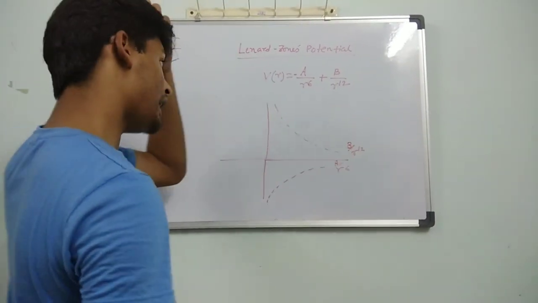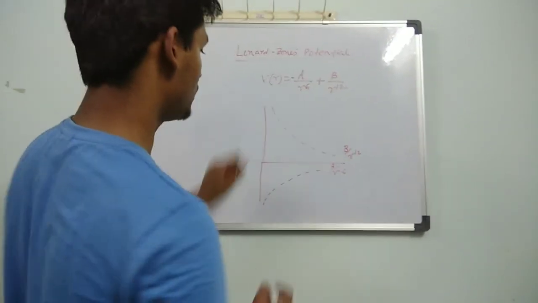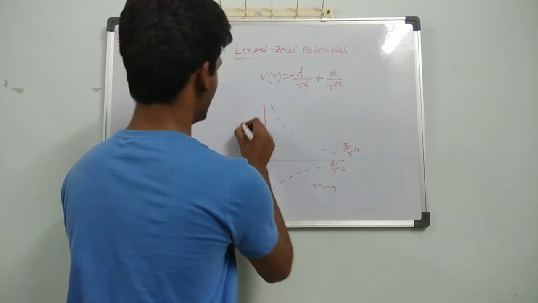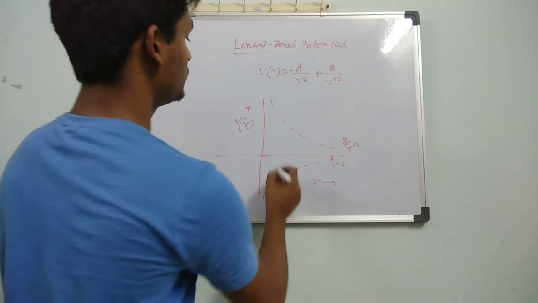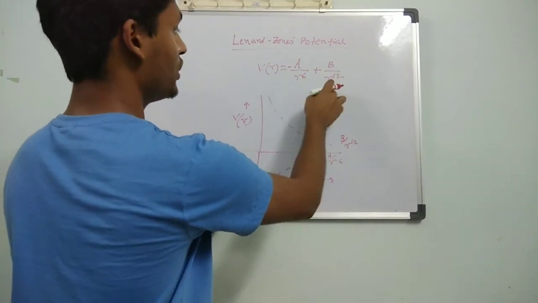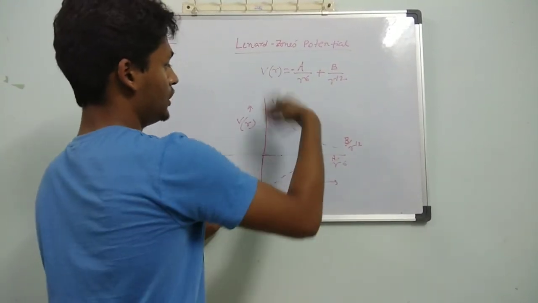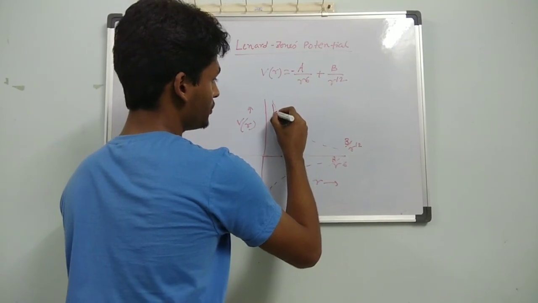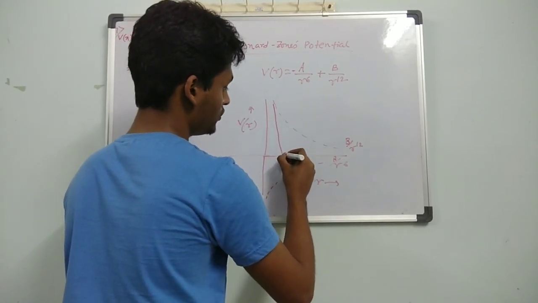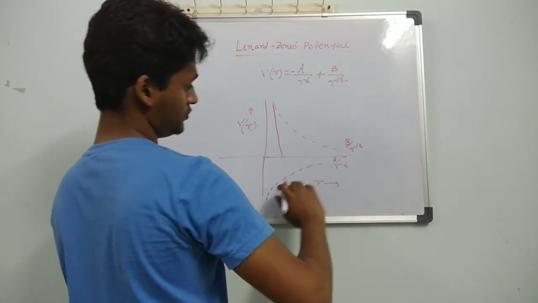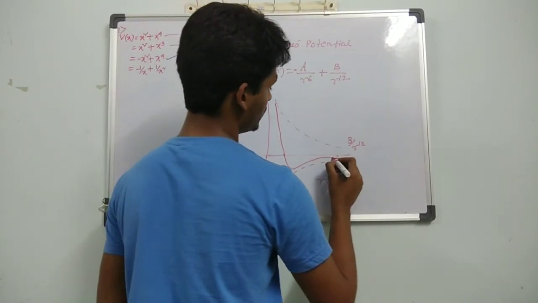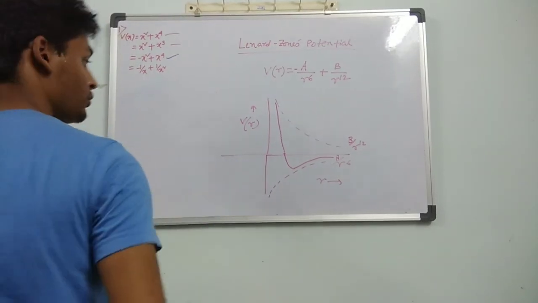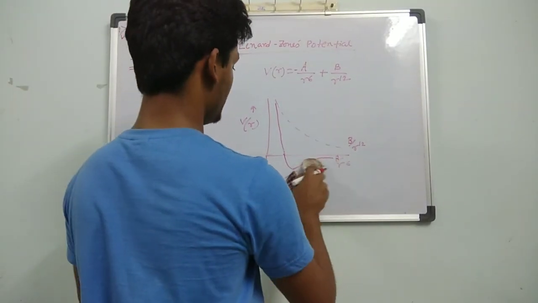So what will happen at r equals 1? If I draw r as here, at r equals 1, the function will give you 0 because minus 1 and plus 1. And in this part, the function will be behaving like positive from 0 to 1. And after r is greater than 1, the function will be behaving like this. So this is my final plot.